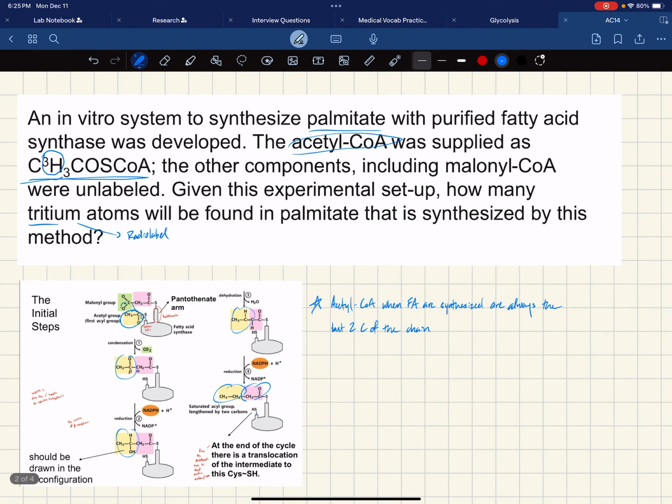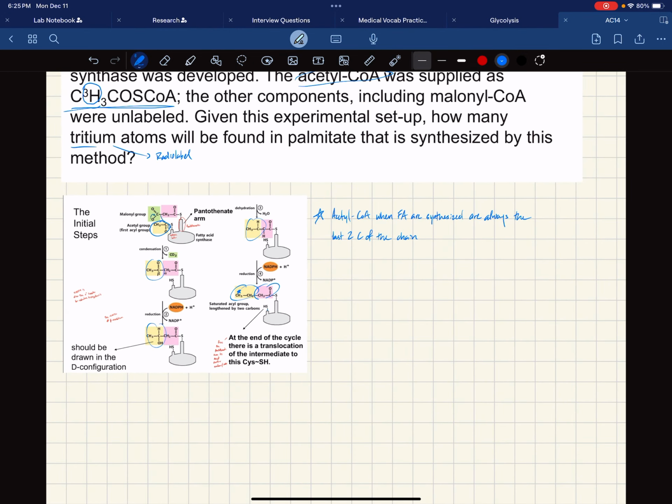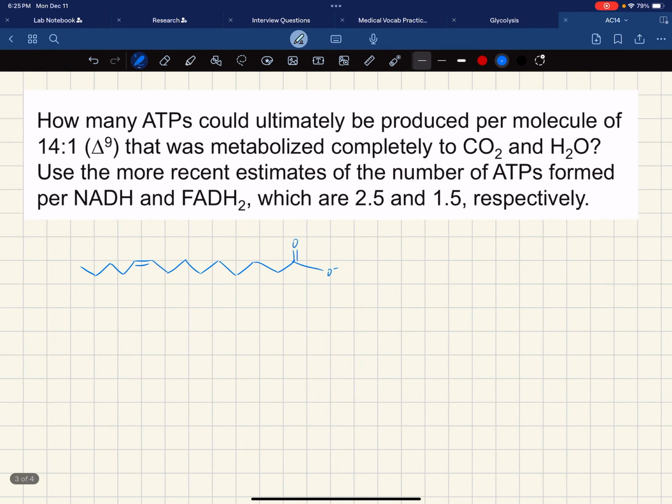Since we radio labeled the hydrogen as tritium, and there are three of them in acetyl CoA, it's going to be these three hydrogens that are radio labeled. So we'll find three labeled. I spelled that horribly. And that's our answer.